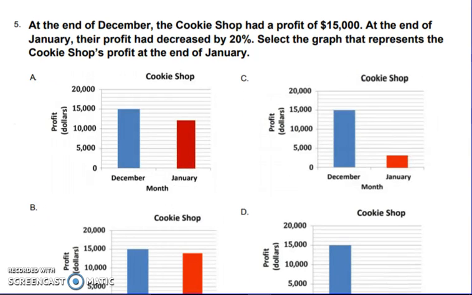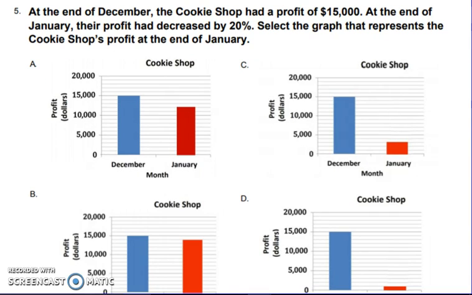All right, this was a monster question. It says, number 5, at the end of December, the cookie shop had a profit of $15,000. At the end of January, their profit had decreased by 20%. Select the graph that represents the cookie shop's profit at the end of January. So for me, I think the easiest thing to do here is to really look at all the graphs and talk about them. Make an observation about them.